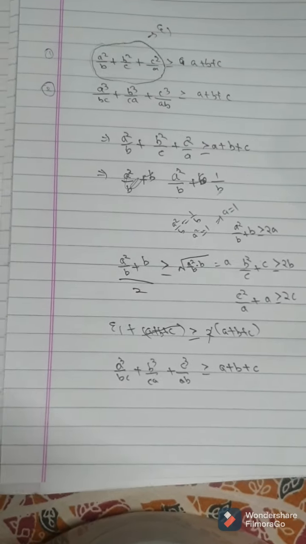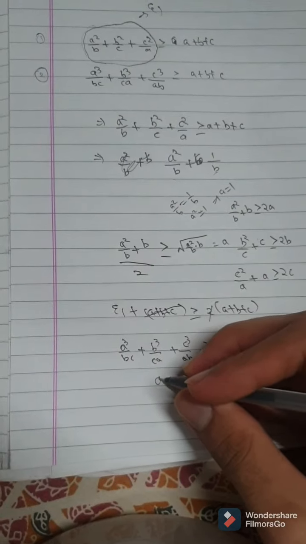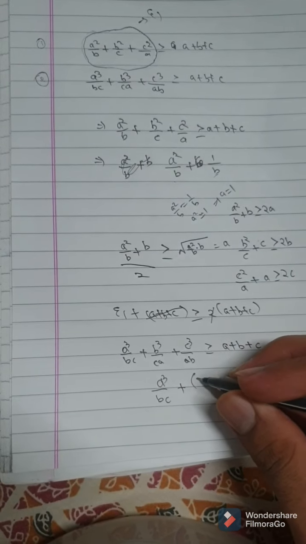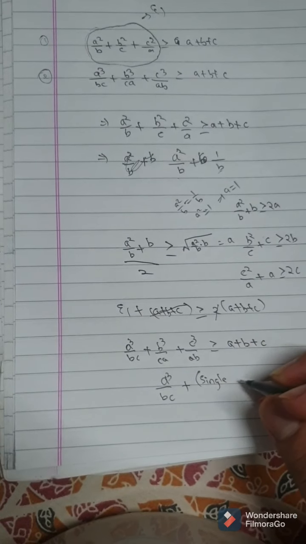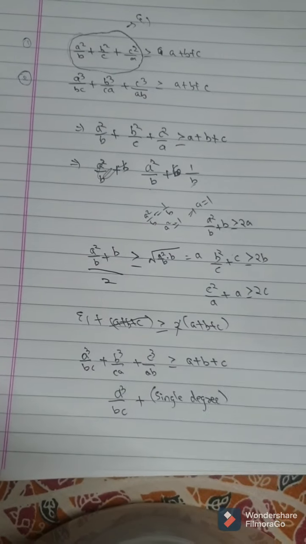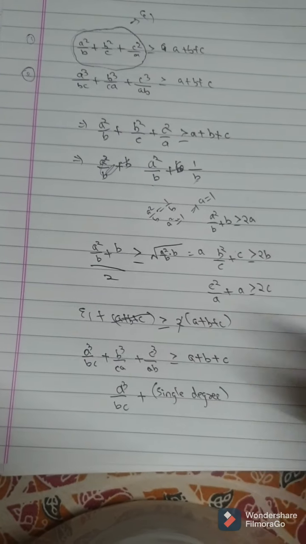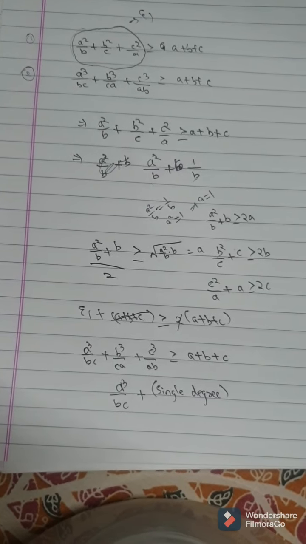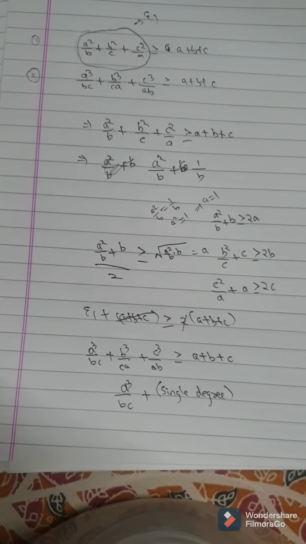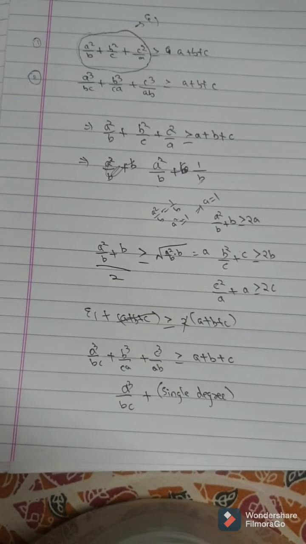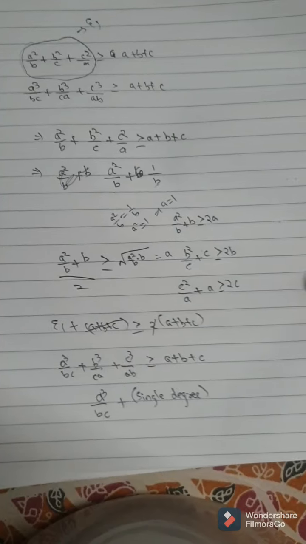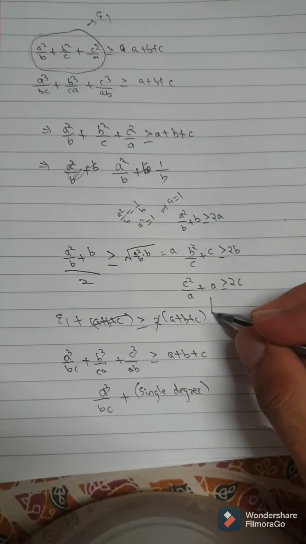So we can apply AM-GM like this: a cube by bc plus a single degree expression, a degree of 1, not containing square or anything like that. But what could be that single degree expression? If we put a cube by bc plus a, that would not lead to a clear expression. A cube by bc plus b, that would lead to a better result but not a precise one. See, but if we do like this, it will yield the best results.